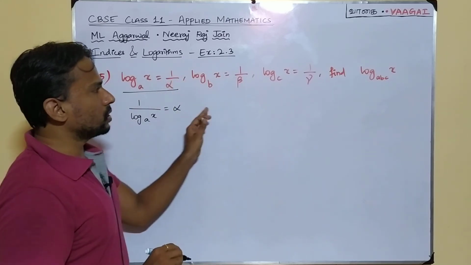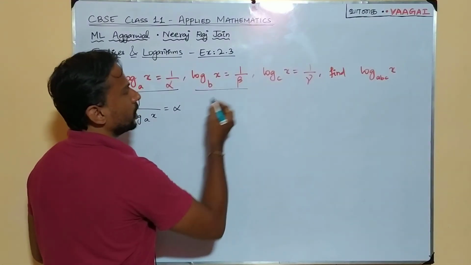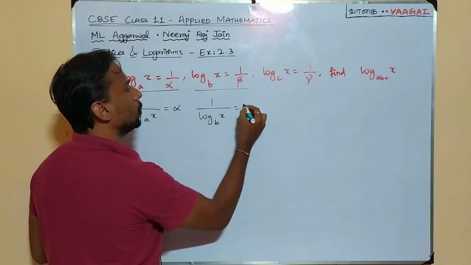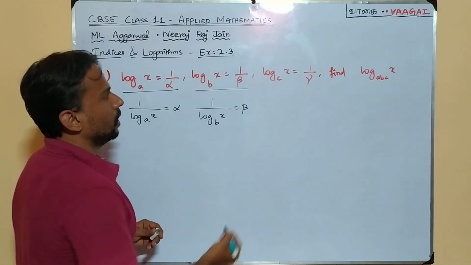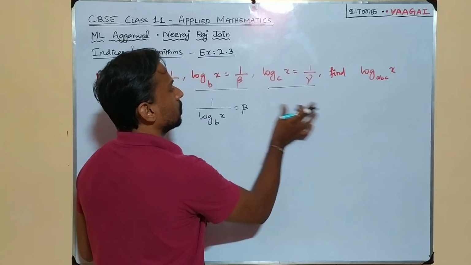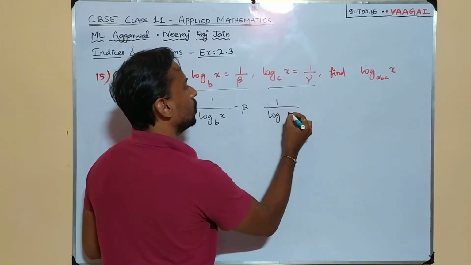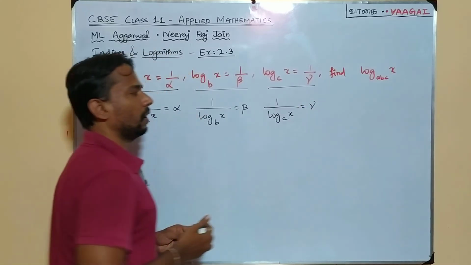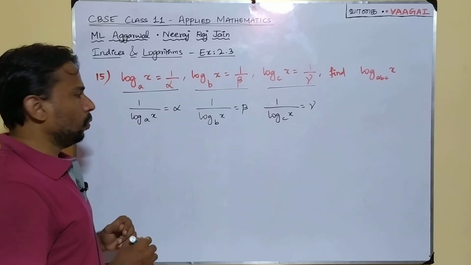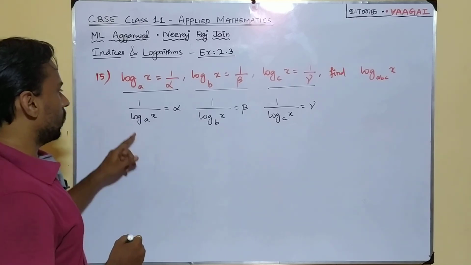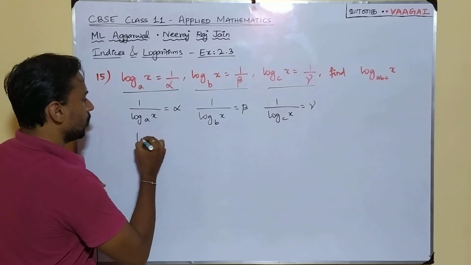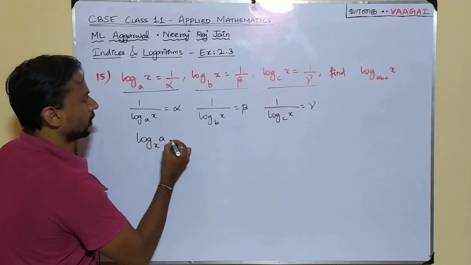We'll do the same for the other two. Here this expression will become 1 by log of x to the base B is equal to beta. And next, the third one, we have 1 by log of x to the base C is equal to gamma. This is what we will have. And now with the change of base rule, we can rewrite 1 by log of x to the base A as simply log of A to the base x.